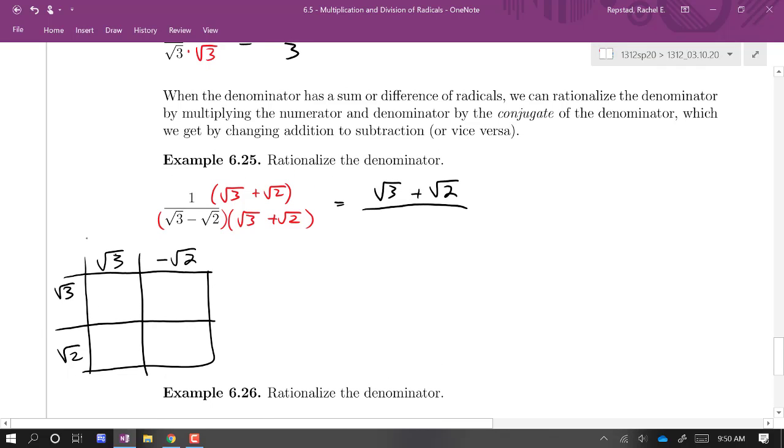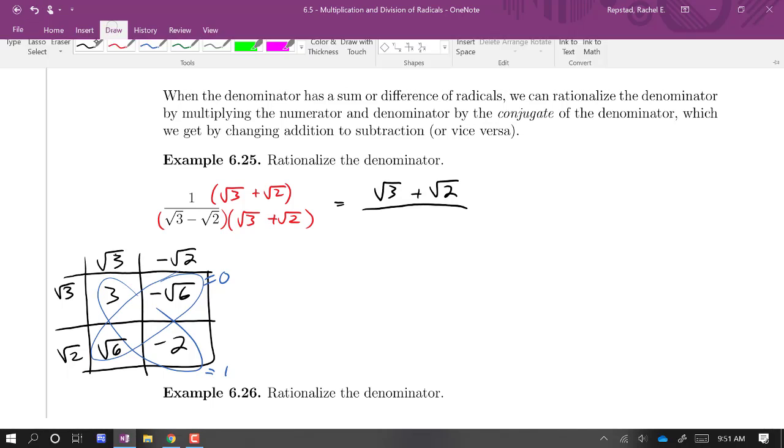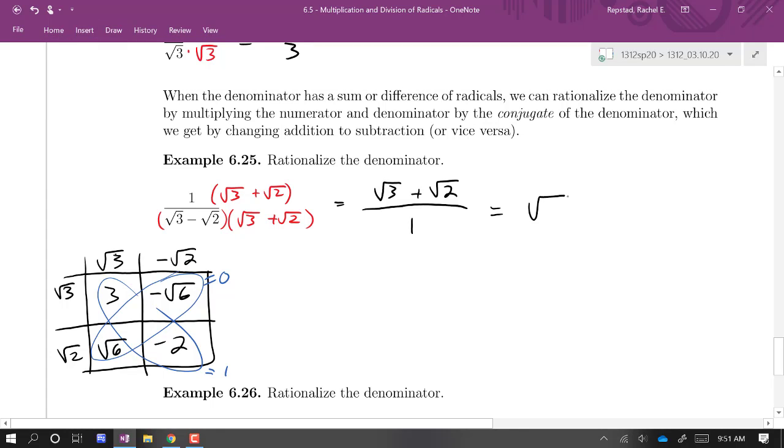So across the top, our products are root 3 times root 3 is 3. Then we have a minus root 6. In the second row, we have a positive root 6. And root 2 times a negative root 2 is a negative 2. We have our like terms along the diagonals. This pair of like terms cancels each other out. And then this just gives us negative 1. Would it be negative 1 or 1? Oh, sorry. Yeah, 1. And of course, now we'll just write that as root 3 plus root 2.